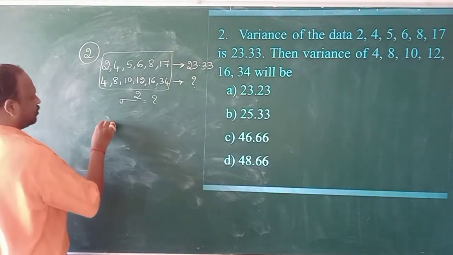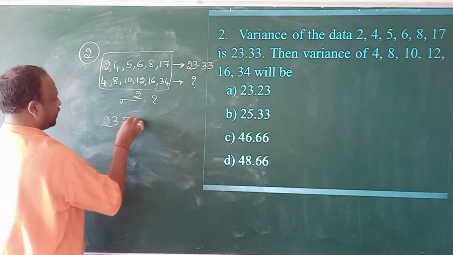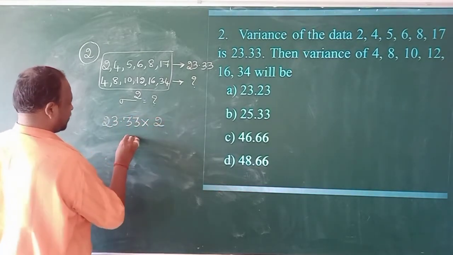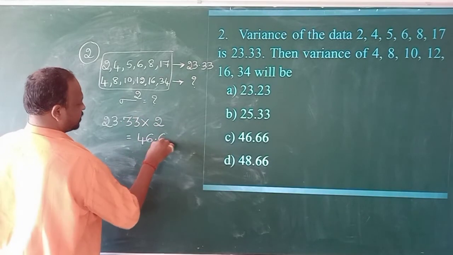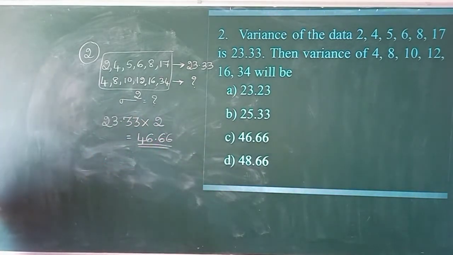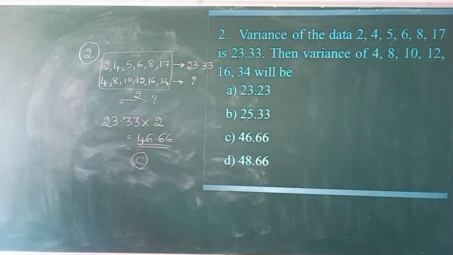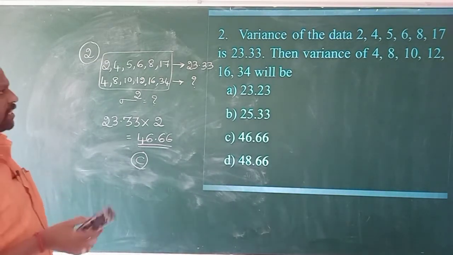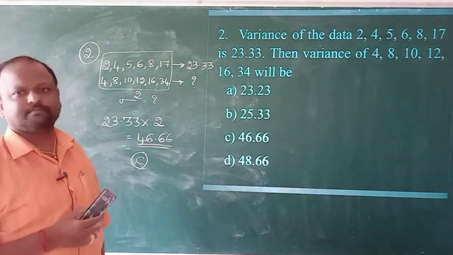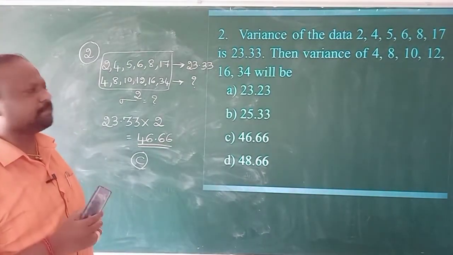So therefore 23.33 into 2 is equal to 46.66. Option C. Just go through the problem. They have given the variance of some data. They are asking the variance of other data which is double. So therefore multiply the variance by 2.